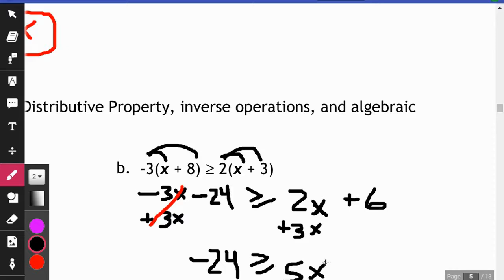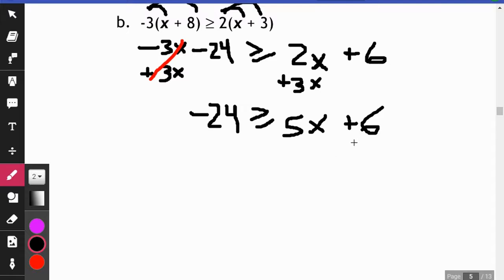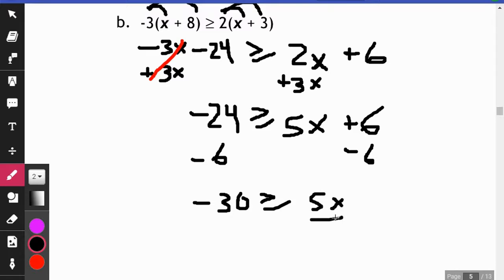5x plus 6. Okay, so now I need to get rid of this 6. I'm going to subtract the 6. It's going to give me -30. It's going to be -30 is greater than or equal to 5x. Finally, I'm going to get rid of the 5.